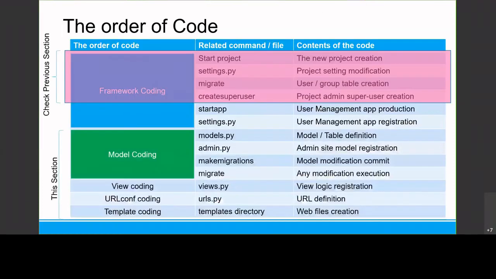So anyway, we will do that system into our Django. If you still remember, we already did the framework coding and the model coding. The framework coding means we need to start a project. After we start the project, we modify the settings.